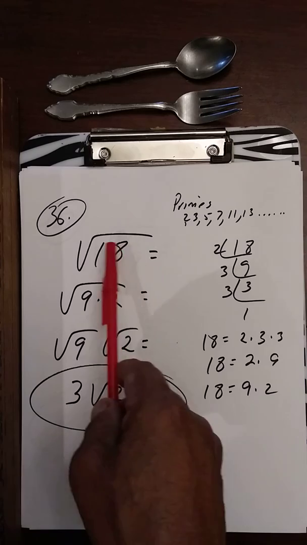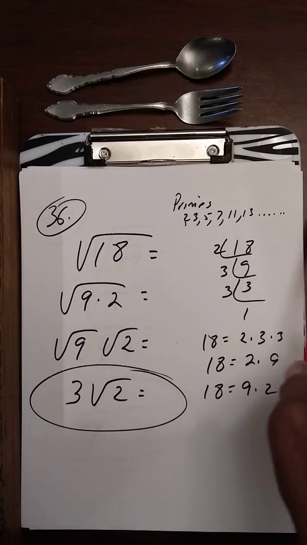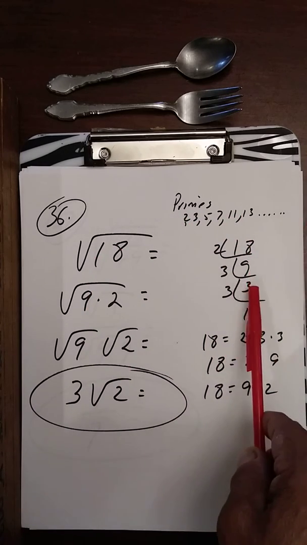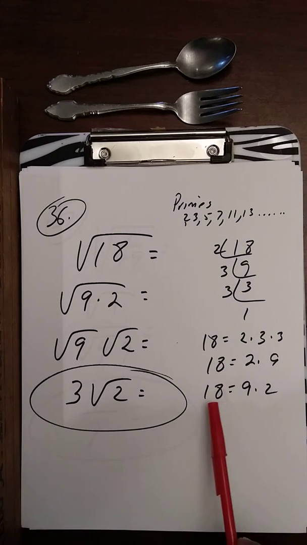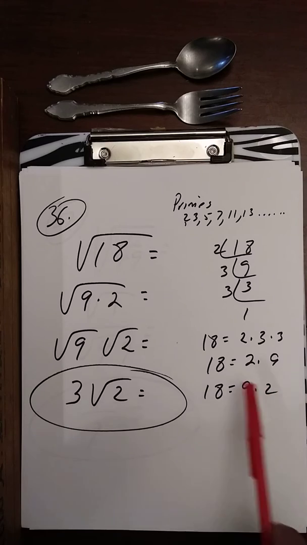Square root of 18. Prime numbers: 2, 3, 5, 7, 13, and so on. 2 divides 18, 9. 3 divides that 3. 3 divides that once. 18 is 2, 3, 3. Or 18 is 2 times 9. Or 18 is 9 times 2. It's just this one here.